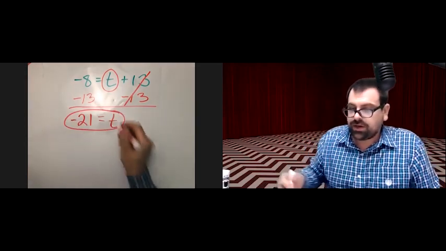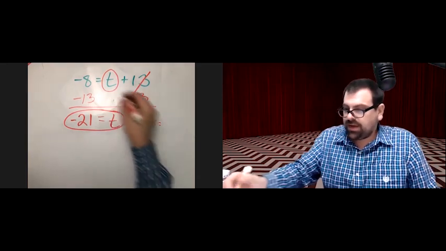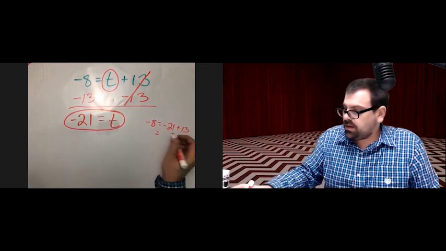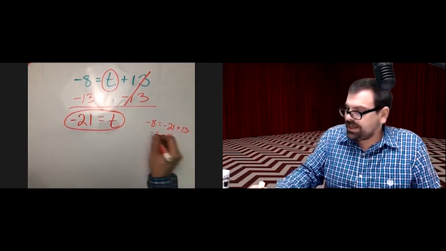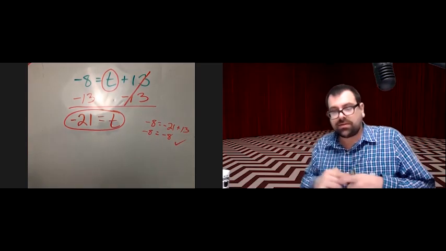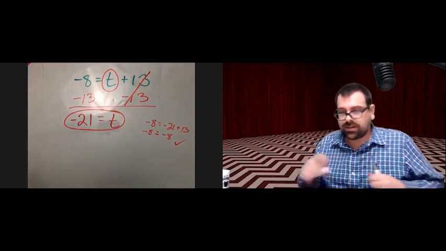Again, you can check your answer. If that's true, that means -8 equals -21 plus 13. -21 plus 13 is indeed -8. The answer checks. T equals -21, guaranteed correct.